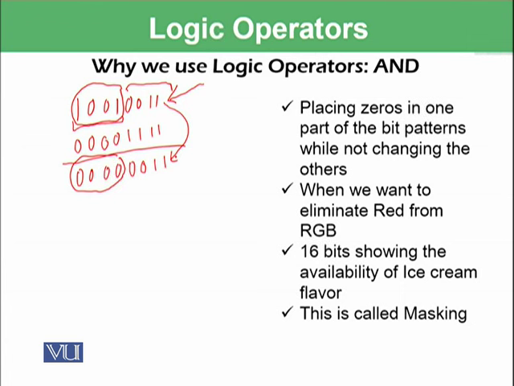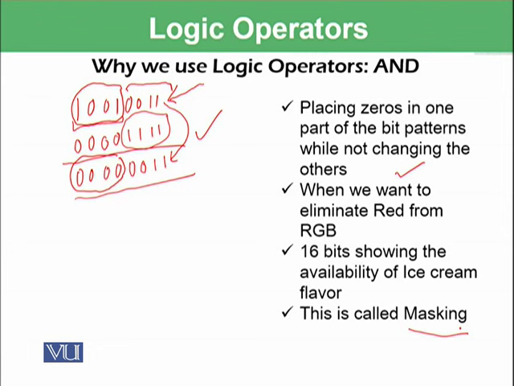We need such a situation when, for example, we want to eliminate red from RGB. You know, in RGB we have 3 bytes. One byte is reserved for the red color, one for the green color, and another for the blue color. So if we want to eliminate the red, we can use the technique we have done here, by putting all zeros in the red column and 1s in all of the next columns. Such a technique is basically called masking.